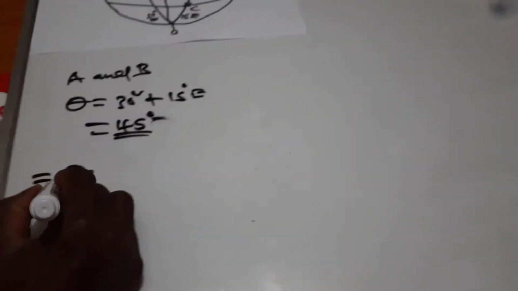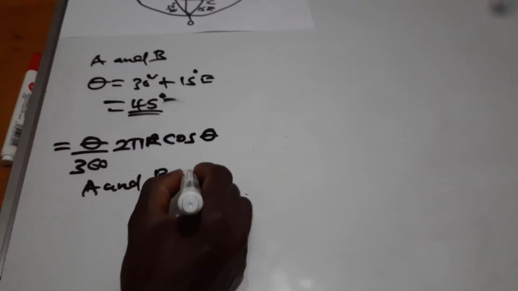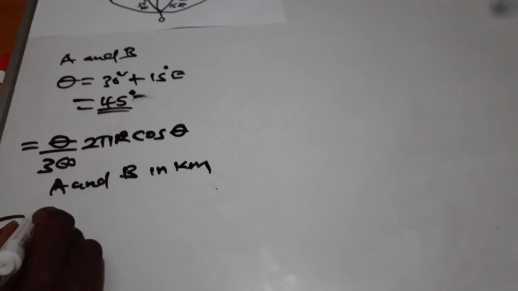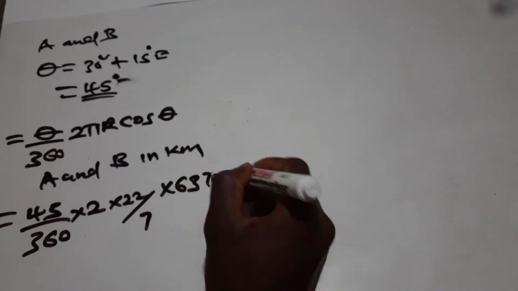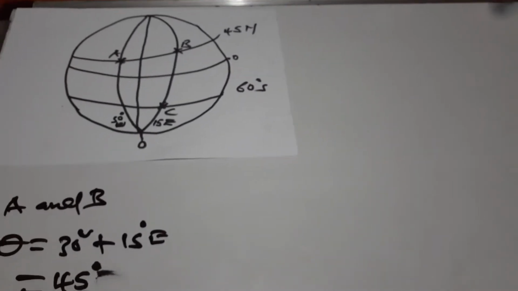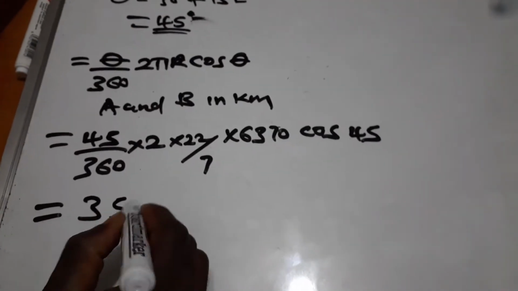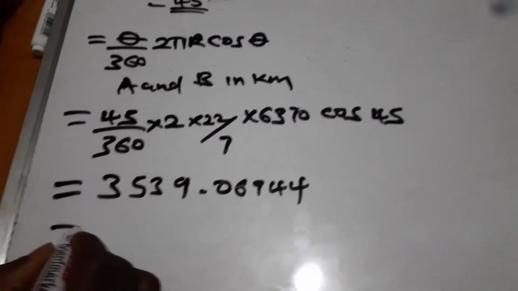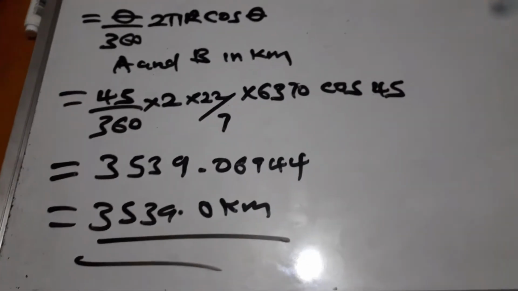The formula for a small circle in kilometers is given by angle difference over 360 times 2 pi r cosine of the latitude, where r is the radius of the earth. So between A and B, the distance in kilometers is 45 divided by 360 times 2 times 22 over 7 times 6,370 kilometers times cosine of the latitude. Our latitude is 45, so cosine 45. When you press this on a calculator, it gives 3,539.06944. To the nearest kilometer, it is 3,539 kilometers. So that is the distance between town A and B in kilometers.